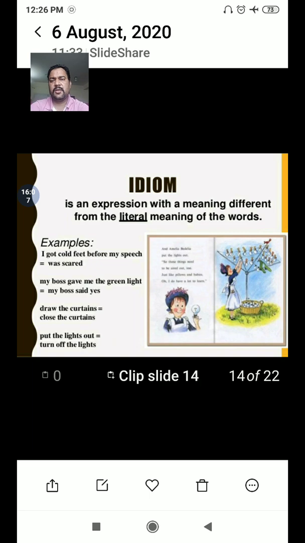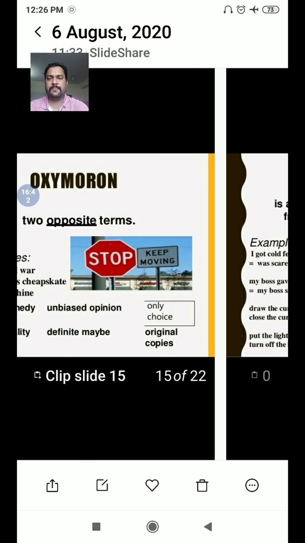Next is idiom. Idiom is an expression with a meaning different from the literal meaning of the words. Example, I got cold feet before my speech. I got cold feet, that means I was scared. Next, my boss gave me the green light. That means my boss said yes, my boss gave me the green signal. Next, draw the curtains means close the curtains. Put the lights out, that means turn off the lights. So these are the examples of idiom.